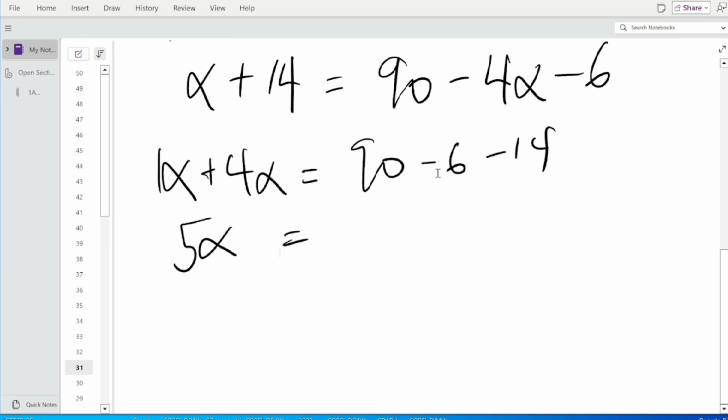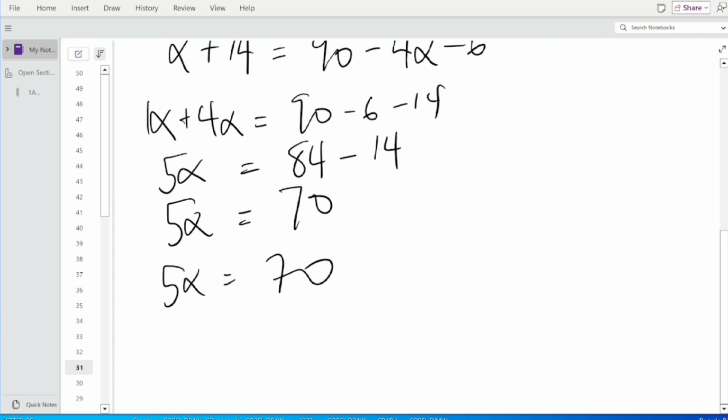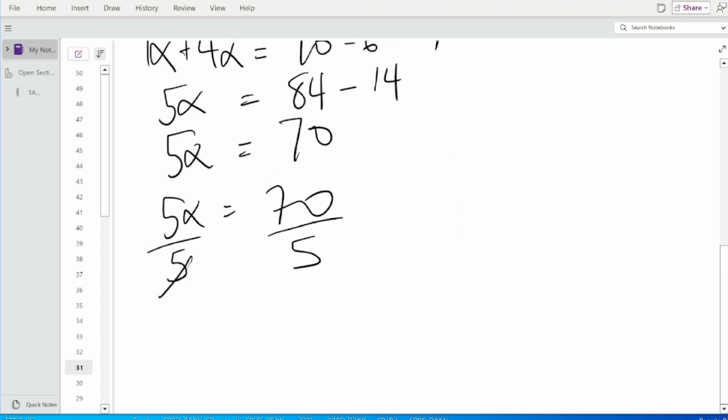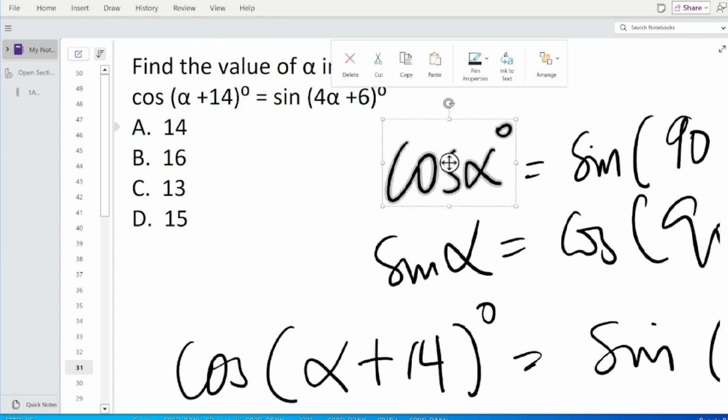Then you have 90 minus 6, it will give you 84. Then you still have your minus 14. 5 alpha equals 84 minus 14, which gives you 70. At this point, we divide both sides by 5 since we are looking for our alpha. 5 cancels 5. 5 in 70 will give you 14. Our alpha is therefore 14 degrees. The value for our alpha is therefore A.